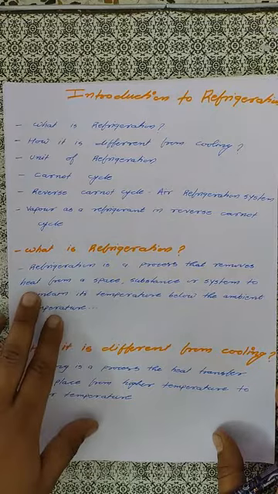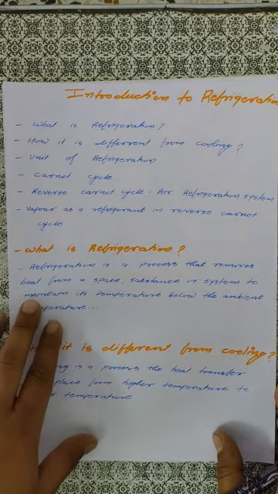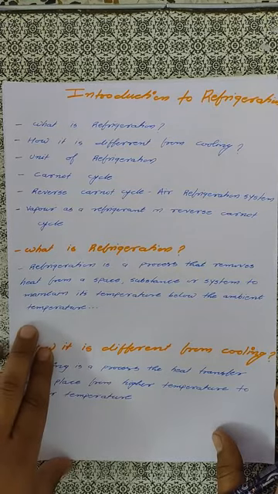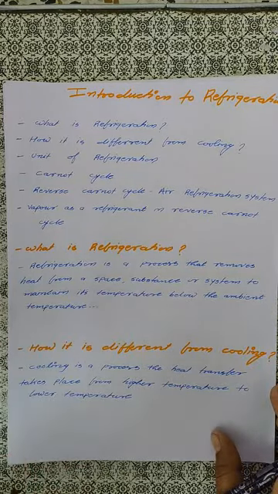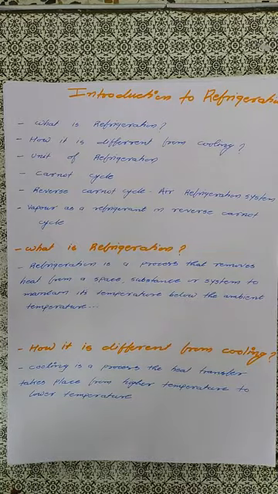Here is the definition: refrigeration is a process that removes heat from a space, substance or any system to maintain its temperature below the ambient temperature. In a simple way, refrigeration is nothing but maintaining any confined space below the surrounding temperature or the atmospheric temperature.